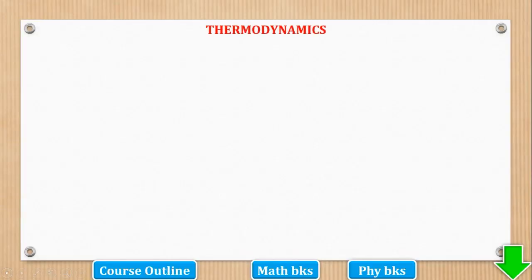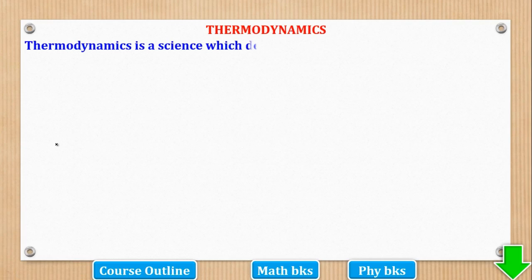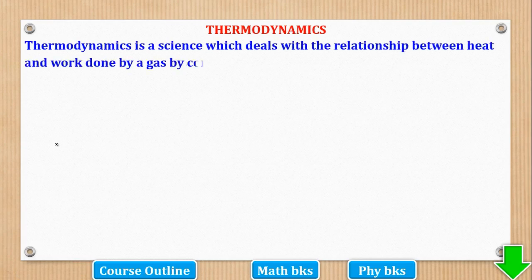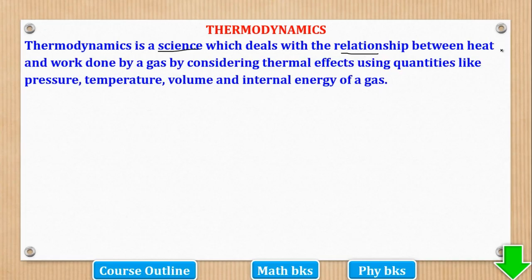So now we can start our topic of thermodynamics. This part of thermodynamics is a science which deals with the relationship between heat and work done by a gas. This is what we are interested in: heat and work done by a gas, by considering the thermal effects using quantities like pressure, temperature, volume, and internal energy.